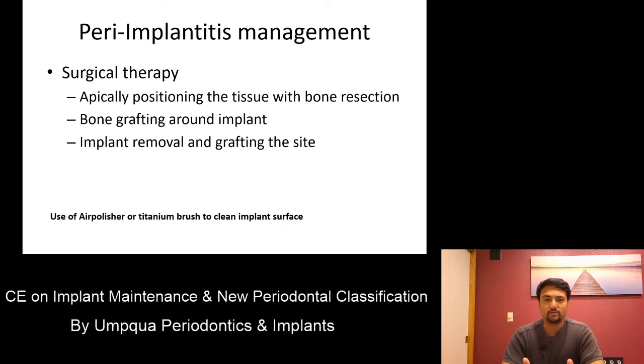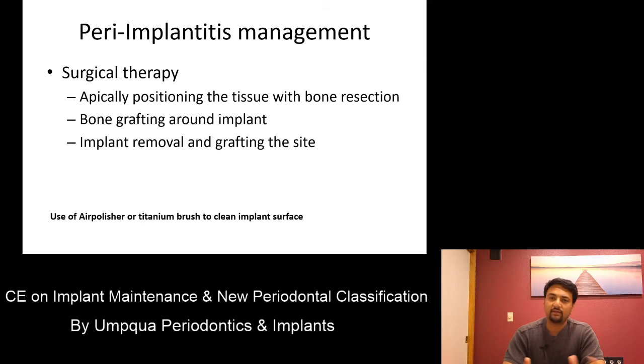And the second option is bone grafting around implants, which again, is a case-by-case basis. It sometimes works, it sometimes doesn't work, because the main aspect of bone grafting is to decontaminate the surface of the implant, which is very difficult sometimes to completely get rid of the bacteria hiding in the rough surfaces and the threads around the implant.